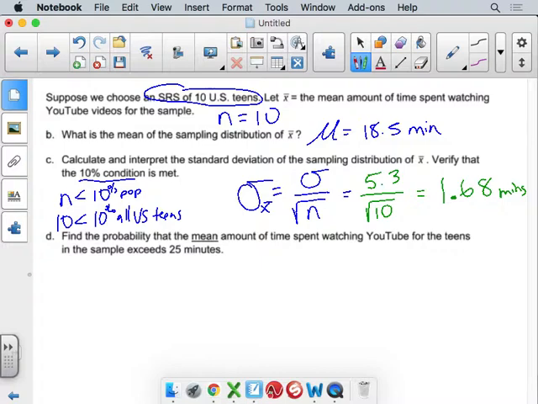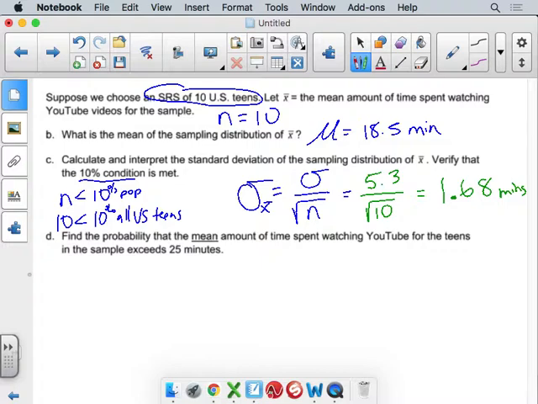Okay, so it did. You can have a root on the bottom of the equation. It just looks funny, but it's just a number. In most cases, it's like a repeating number forever, but it's just a number. So about 1.68 minutes.